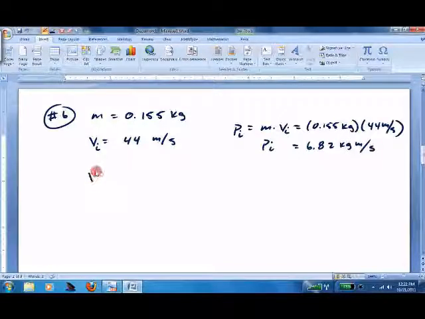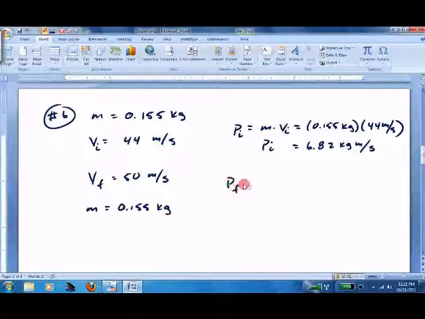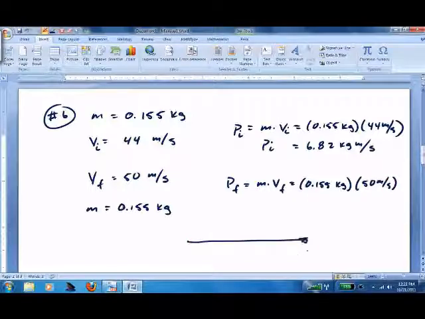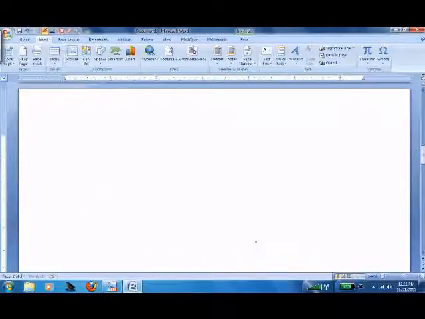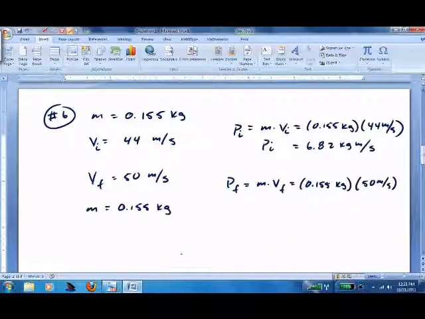And then the V final is 50 meters per second. But it's in the other direction, so one of these is going to have to be negative. We're going to have to add these two together, not subtract them. And the mass is still 0.155 kilograms. So the P final is 0.155 kilograms times 50 meters per second. So it went from 44 going this way to 50 going that way. So we got to add them together because that's how much of an impulse we had to put on there.